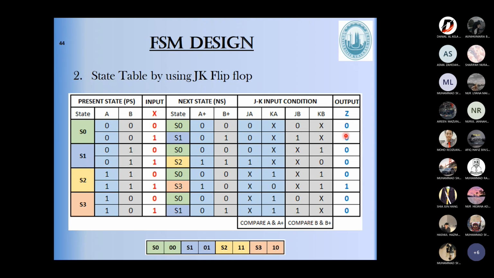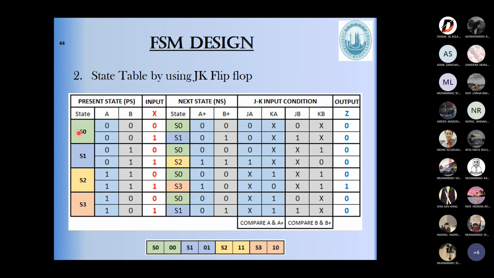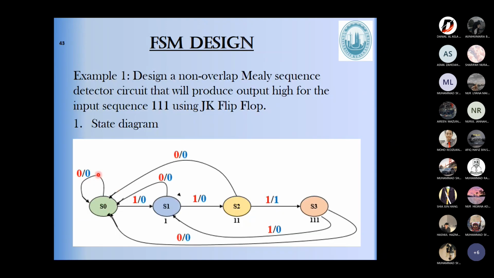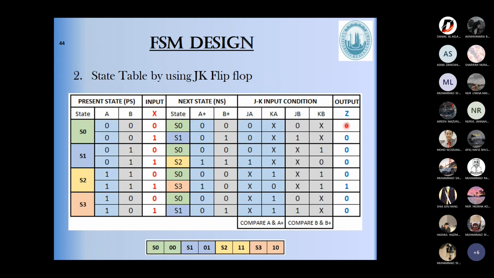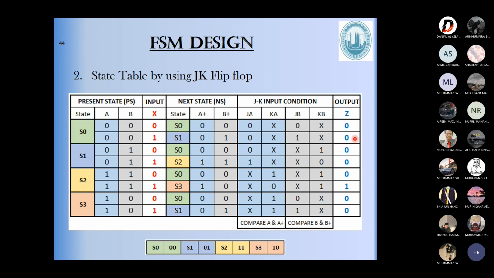Okay, then output. So how do I obtain this output? Just by looking back to your diagram. State 0, meeting 0, output 0. State 0, meeting 1, also output 0. Everything is empty except state 2, meeting 1 which becomes 1. So it's easy to put here: state 2, meeting 1, the output will become 1. The rest will be empty.